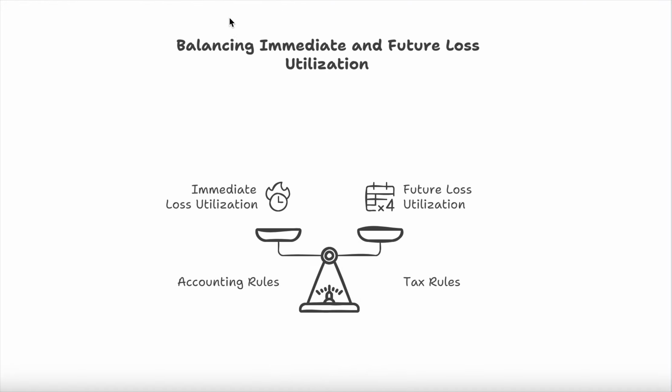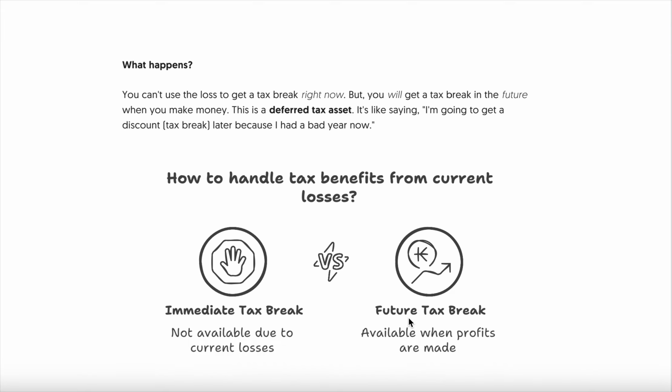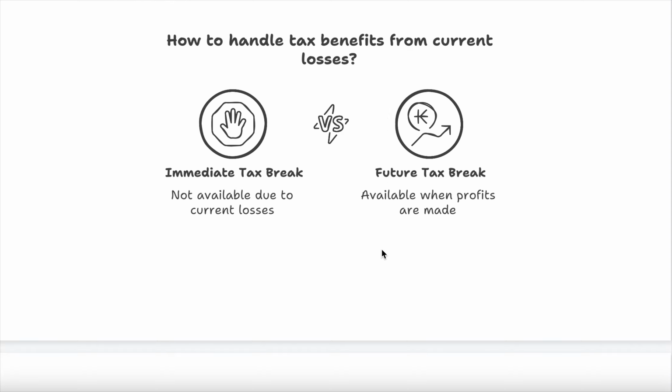As you can see, balancing immediate and future loss utilization. So immediate loss utilization follows accounting rules, but the future loss utilization is according to the tax rules. So what happens? You can't use a loss to get a tax break right now, but you will get a tax break in the future when you make money or when you make profits. This is your deferred tax asset. It's like saying I'm going to get a discount later because I had a bad year now.